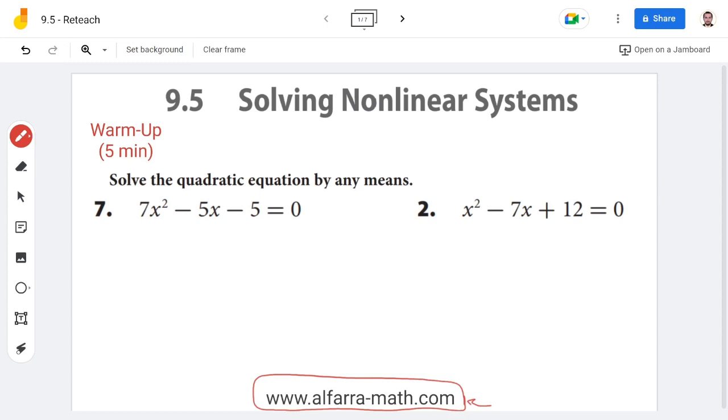Now, first, about solving nonlinear systems. A nonlinear system means when I have a quadratic, which is a nonlinear function, which means it's not a straight line. In this lesson, we are going to learn what happens if I have a quadratic function that intersects with a straight line. These intersections will be my solutions. This is what we are going to learn in this lesson.